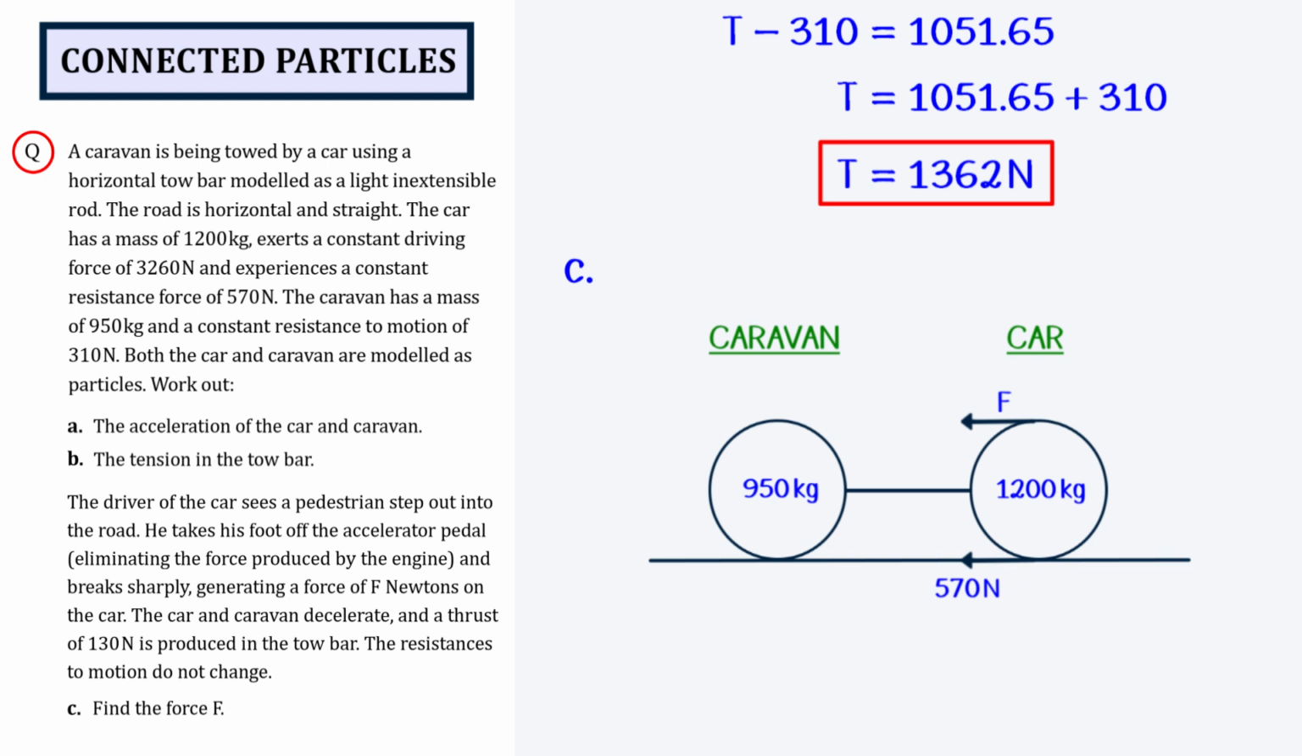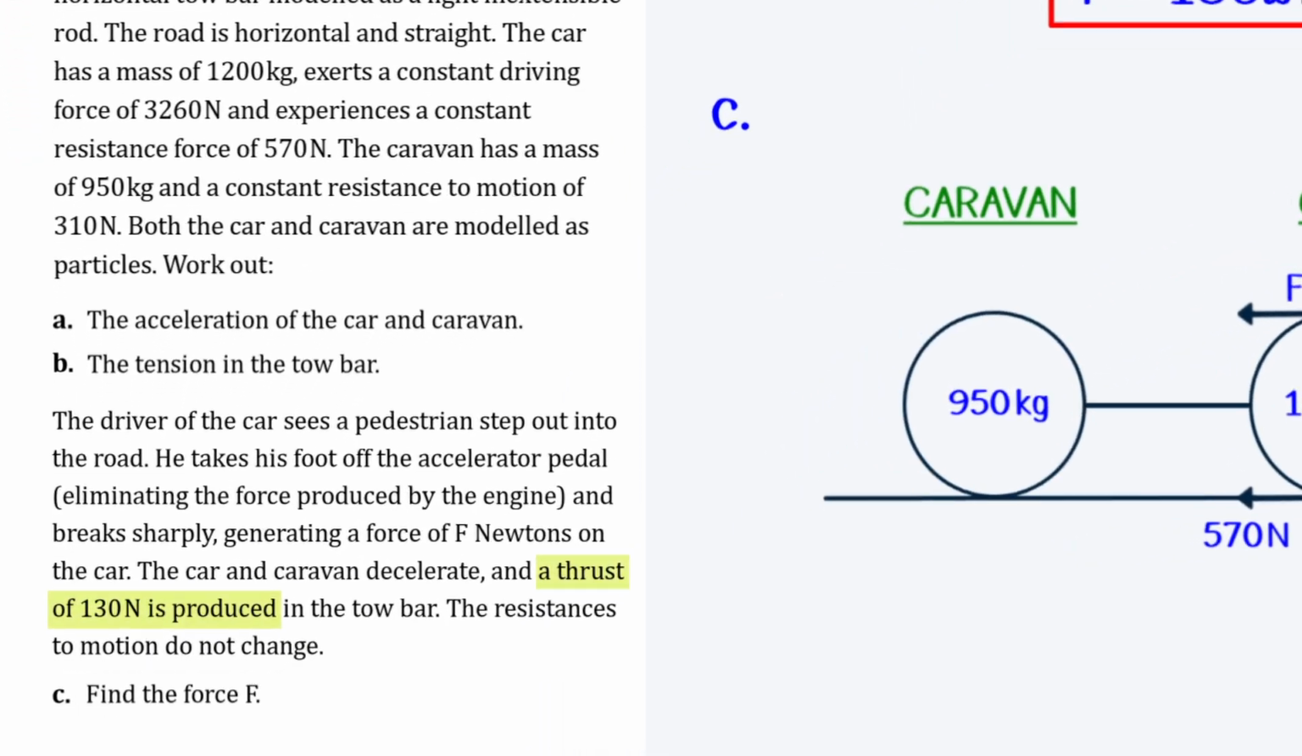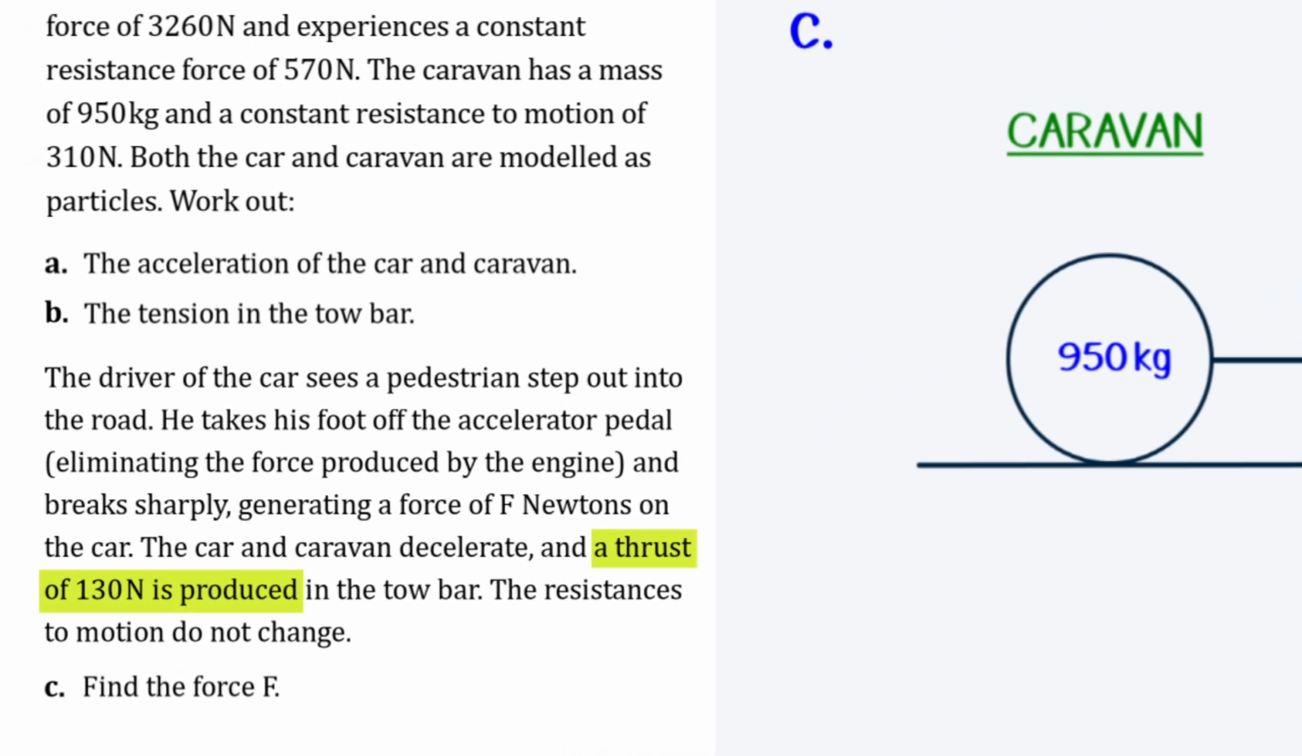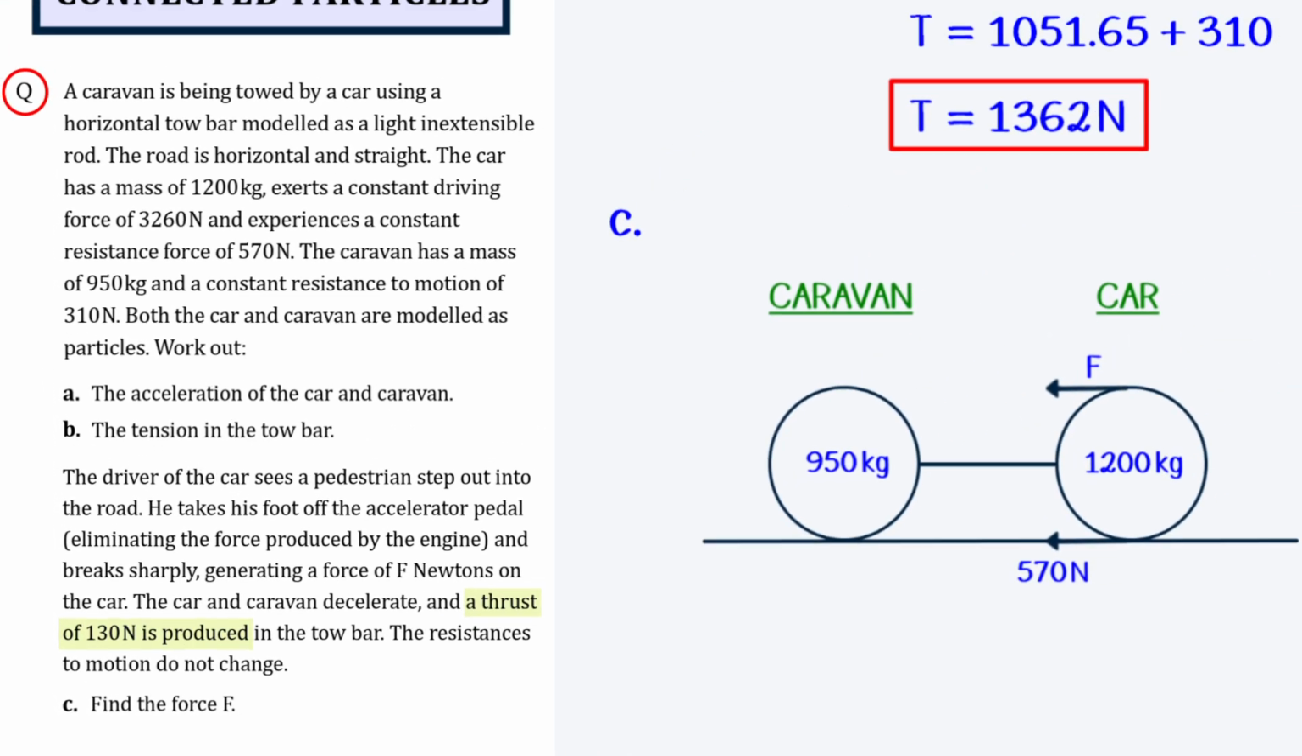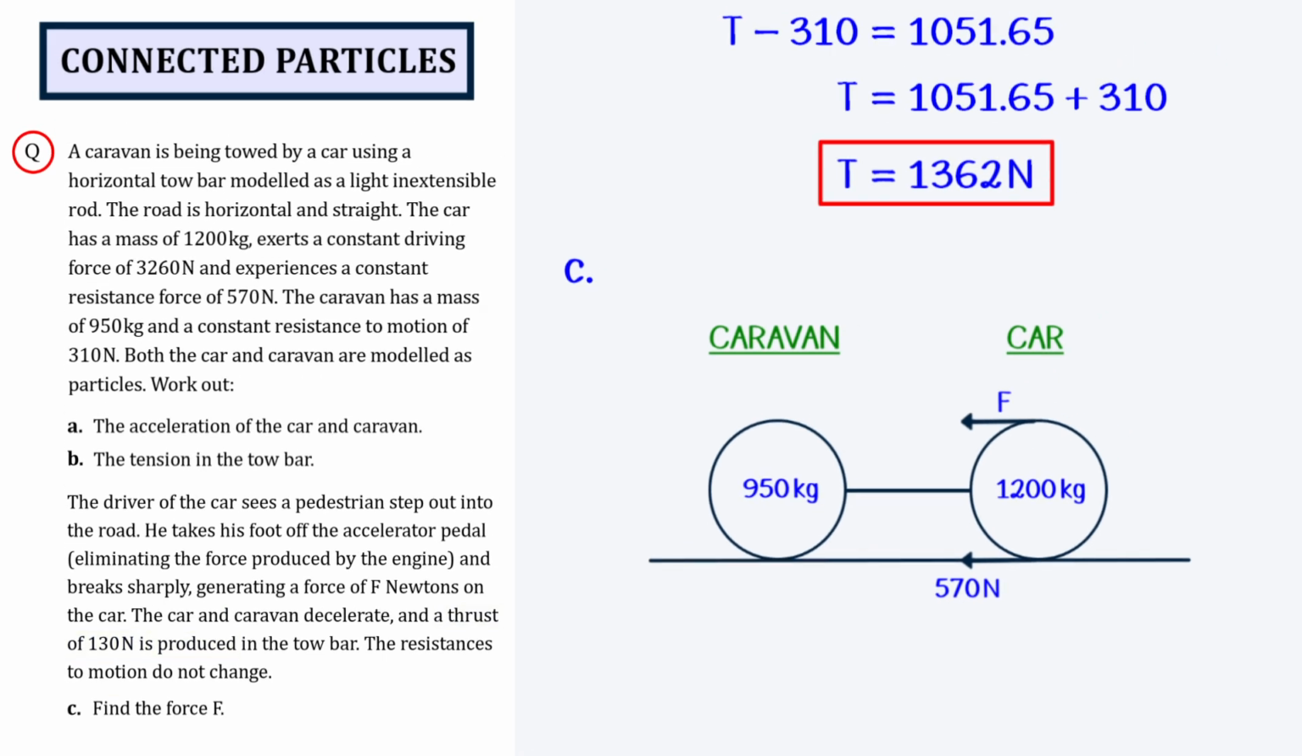Now, because the driving force has now been removed, this means there's no longer a tension force in the tow bar either, because nothing is pulling on it anymore. But as stated in the question, there's now a new force of 130 newtons in the tow bar called thrust, which acts forwards on the car. Thrust is caused by the momentum of the caravan when the brakes of the car were applied. And so we can label this thrust force as 130 newtons in the direction of motion.